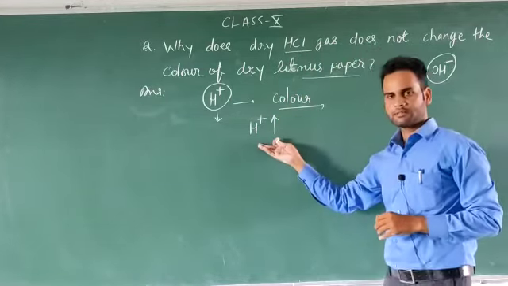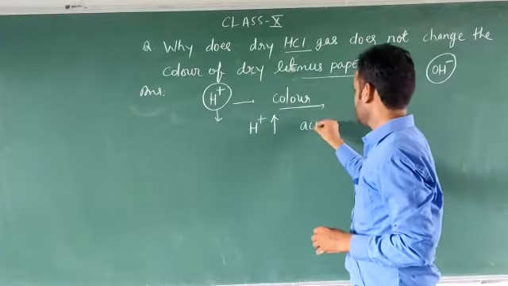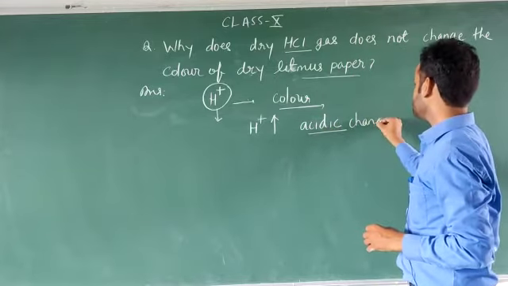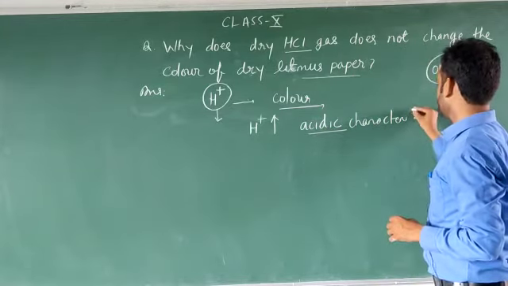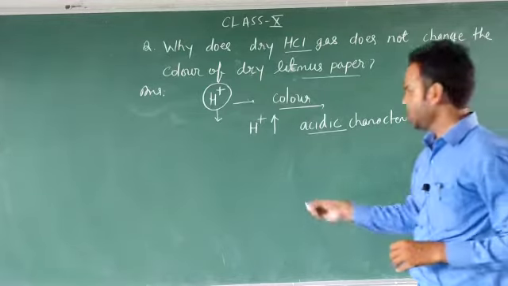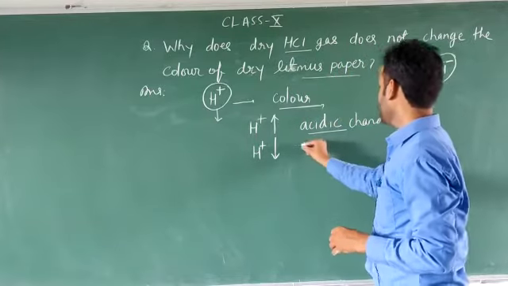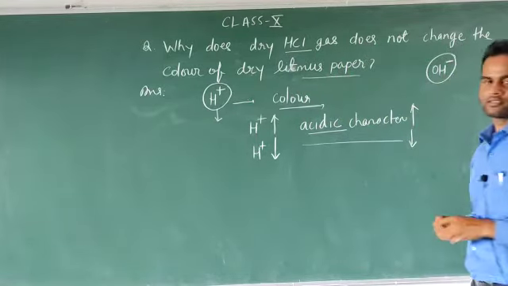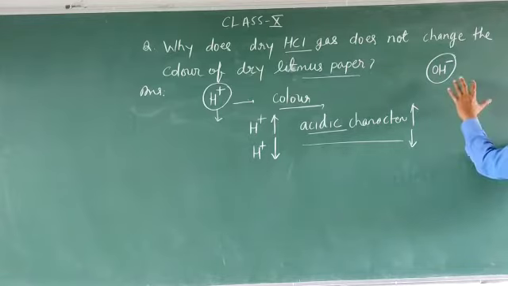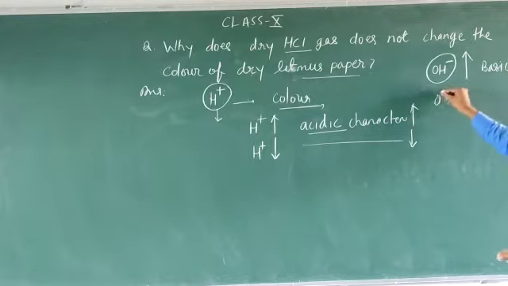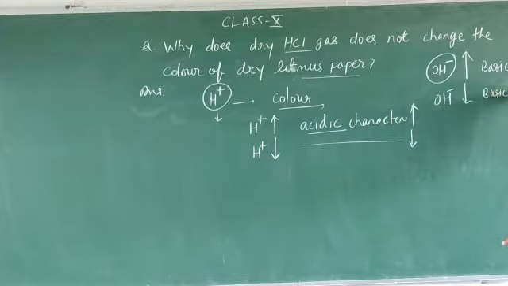If the concentration of H plus ions is maximum, the acidic character is maximum. If the hydrogen ion concentration is less, the acidic character will also be less. Same in the case of a base: if the hydroxide ion concentration is more, the basic character will be more; if it is less, the basic character will be less.